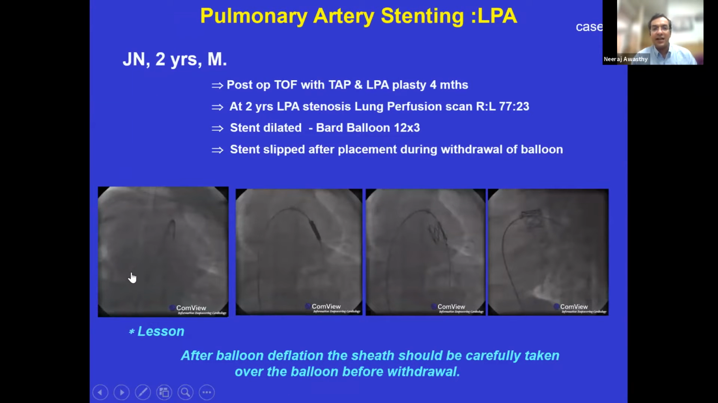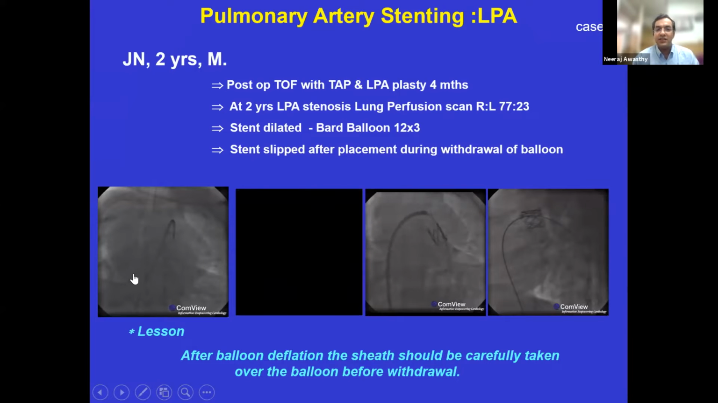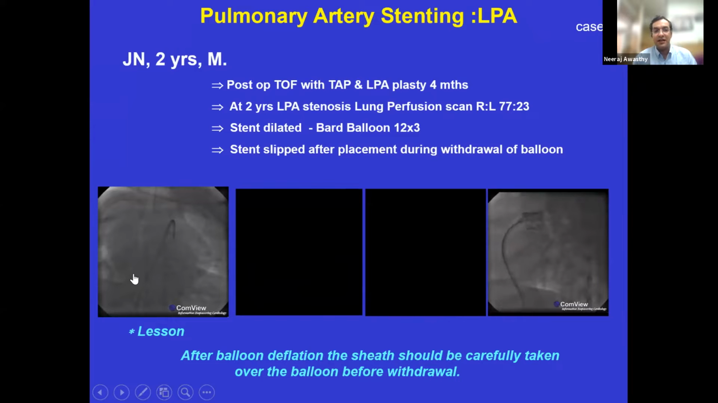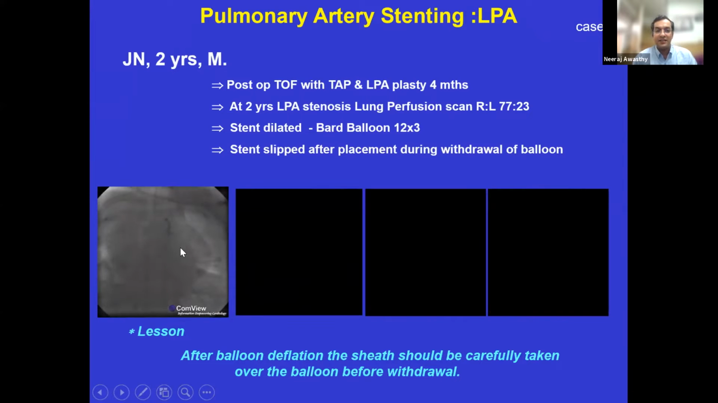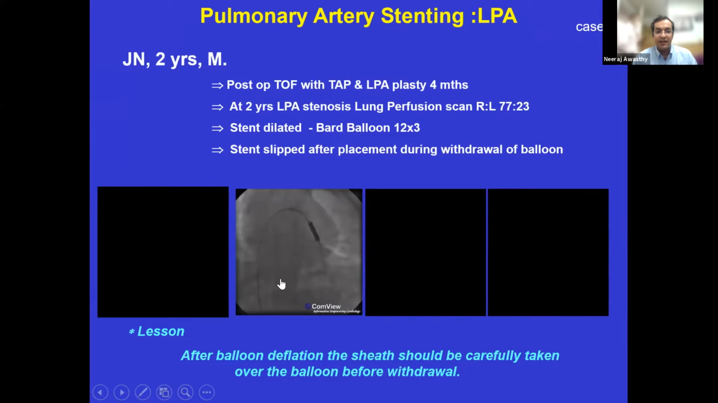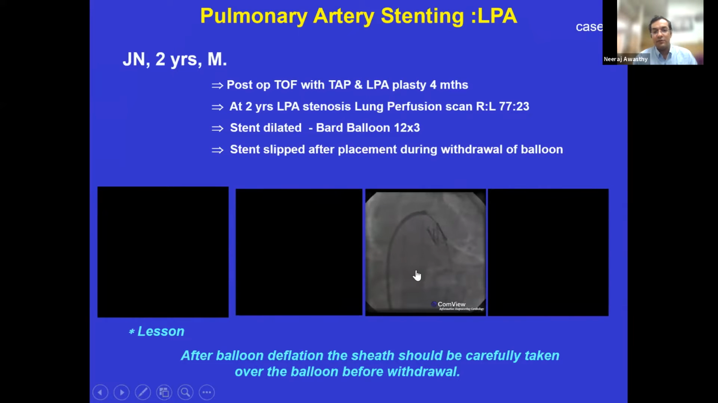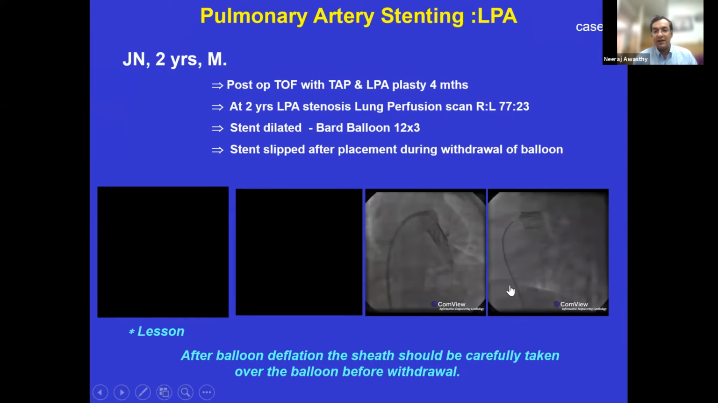So this is a 2-year-old child, post-op case of tetralogy, a transannular patch, an LPA plasty done at 4 months of age, with LPA stenosis and a definite indication. This angiogram is showing the discrete LPA narrowing. After the stent is nicely placed, the position looks good and everything looks perfect. At this point we are all happy, the stent looks nicely in position, the flow is good, and then comes the attempt to withdraw the balloon.